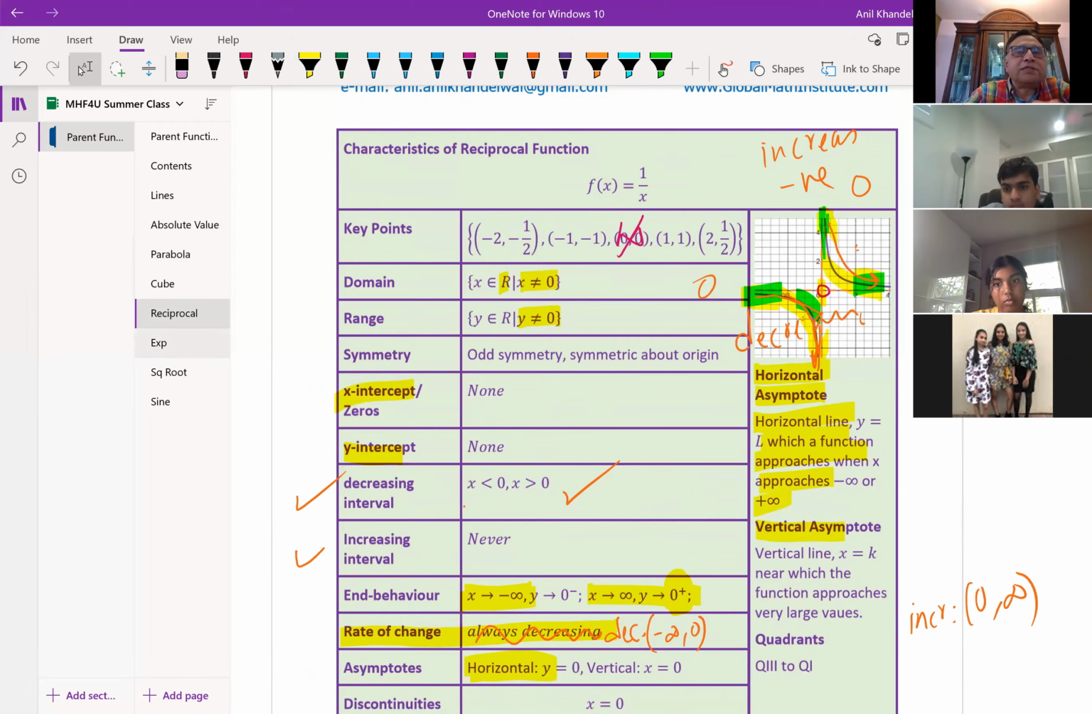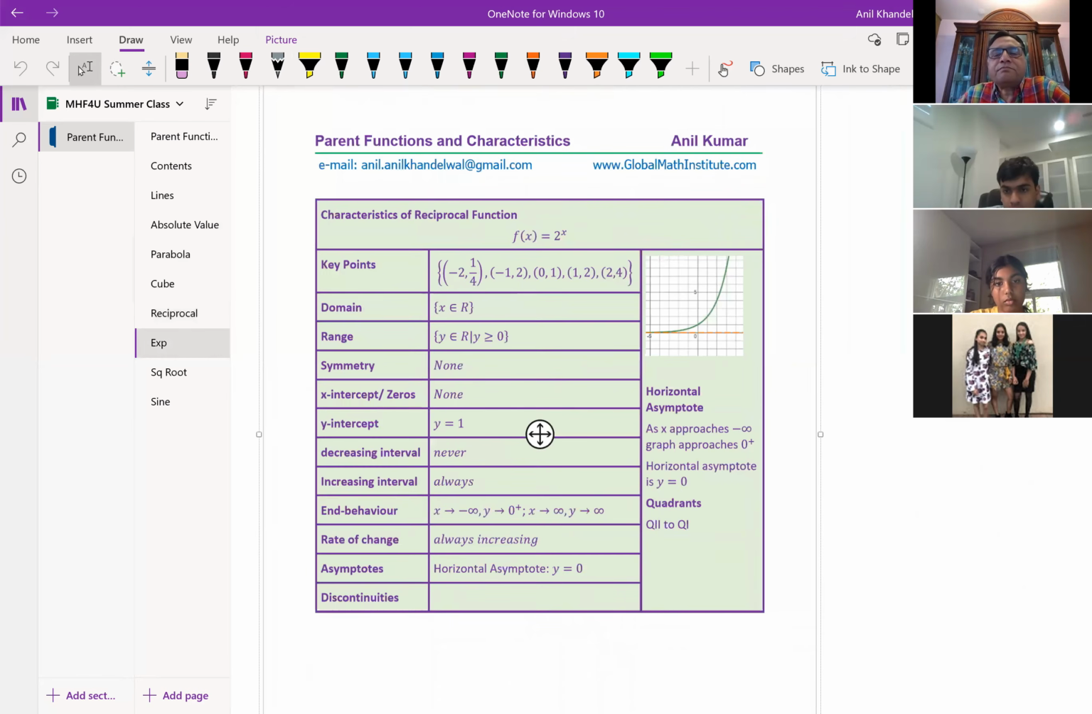Now let's talk about exponential functions. Exponential functions, the graph is shown to you. As you can see here, these are always increasing, correct? Now, can you tell me about rate of change? What is happening to the rate of change? Yes.